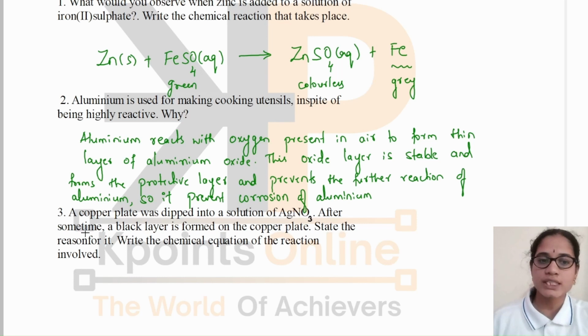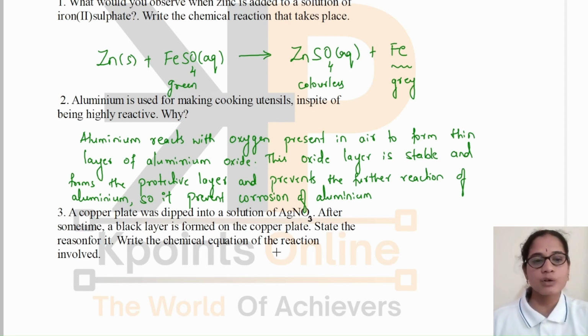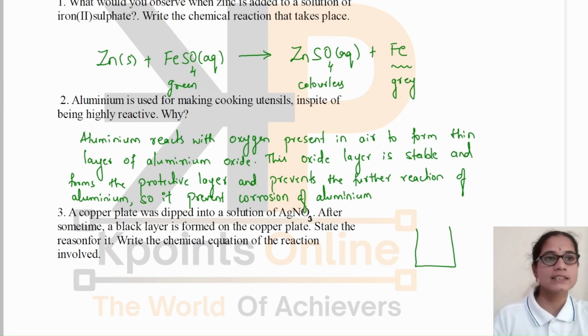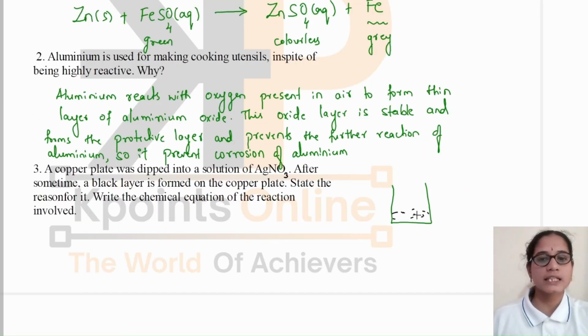Then the next question is, a copper plate was dipped into a solution of silver nitrate. After some time, a black layer is formed on the copper plate. State the reason for it. Write the chemical equation for the reaction involved. A copper plate was dipped into a solution of AgNO3. After some time, what happens? There is a formation of a black layer on this copper plate.